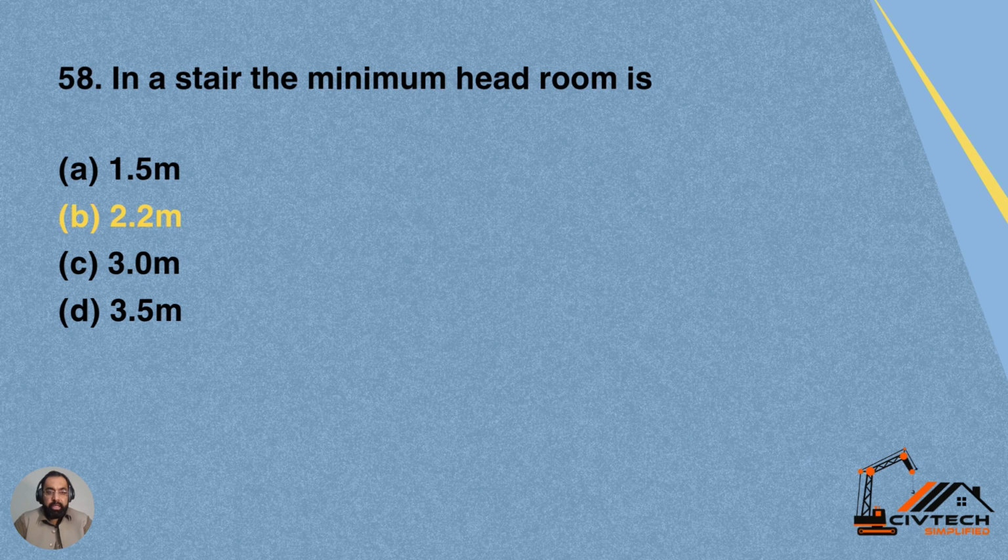Question 58. In a stair, the minimum headroom is: A, 1.5 meter; B, 2.5 meter; C, 3 meter; D, 3.5 meter. So the minimum headroom of a stair should be 2.2 meter. Option B is correct for this question.